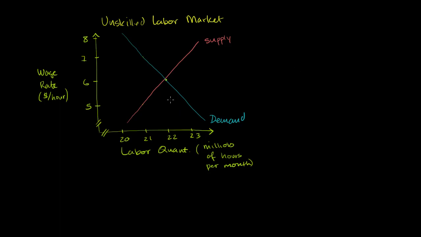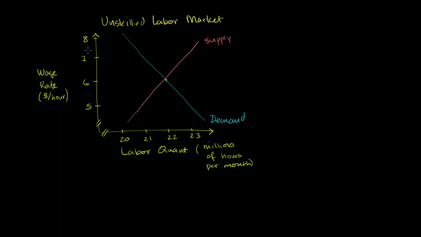So this is the unskilled labor market, so people who don't have any specific training or experience for a given job. The vertical axis is their wage rate per hour. It's essentially the price of labor. This little gap here shows I started at 0, but then I jumped up to 5, 6, 7. And this right here is the quantity of labor. And we're measuring that in terms of millions of hours per month. And once again, we have this little gap here, so we can jump to 20 million hours, 21 million hours.